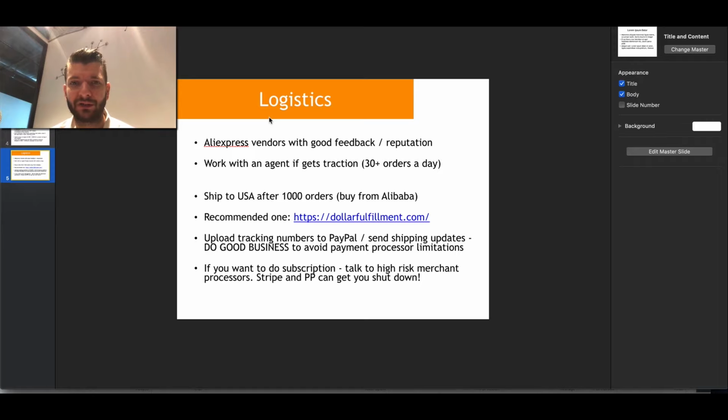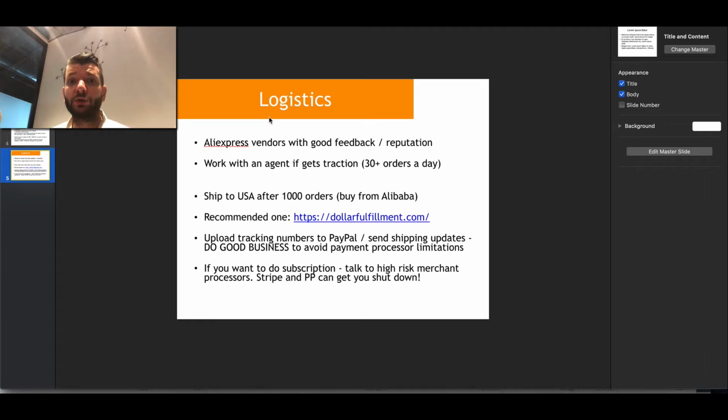Once you have around 1,000 orders, I recommend that you ship products to the United States, or whatever your main market is, and buy them in bulk. You don't want your business to be stopped by Stripe or some other payment processor because you don't deliver your orders on time, or you deliver a bad customer experience. That's the worst thing you can do. That's why we have these good profit margins.